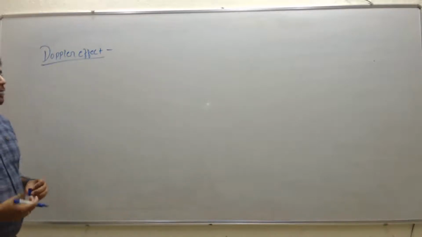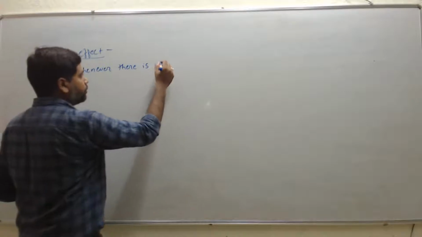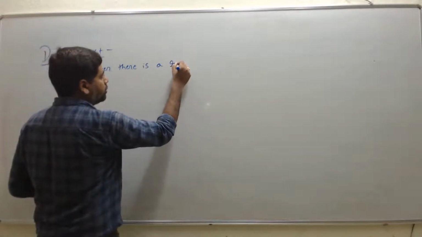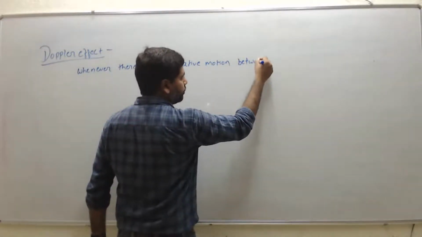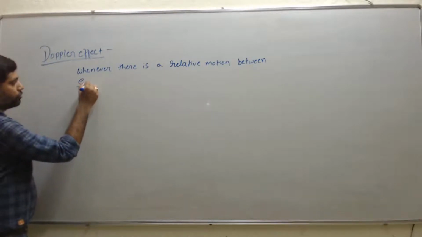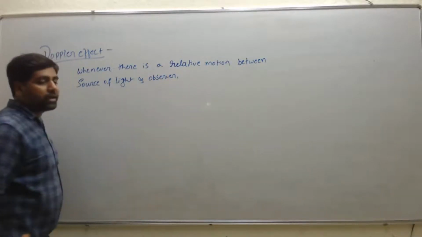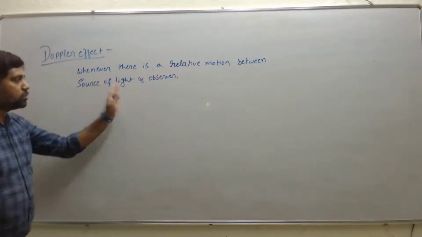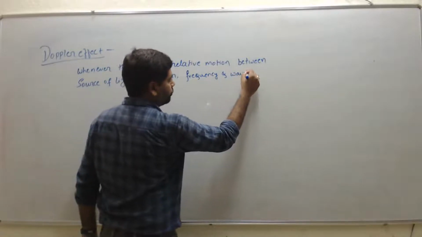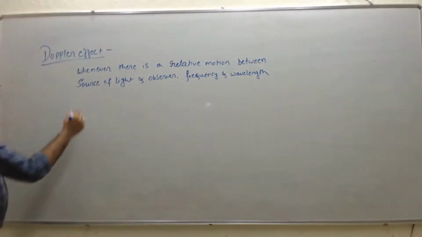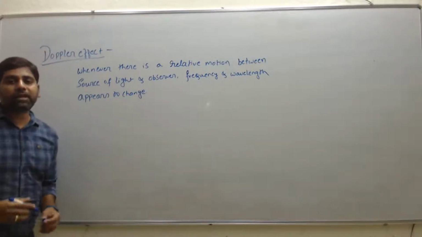So what is Doppler effect? Whenever there is a relative motion between the source of light and the observer, frequency and wavelength appear to change. So this effect is called the Doppler effect.